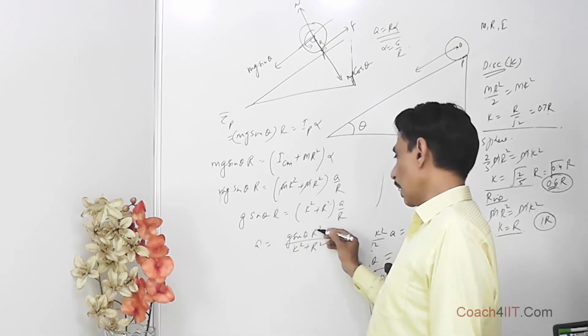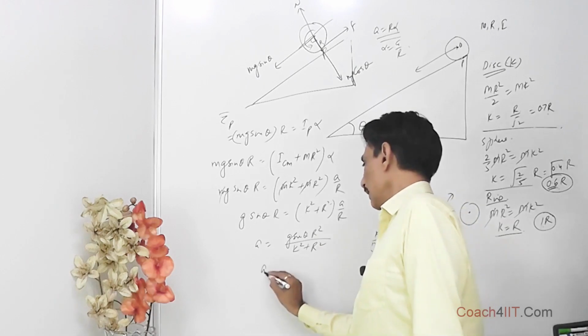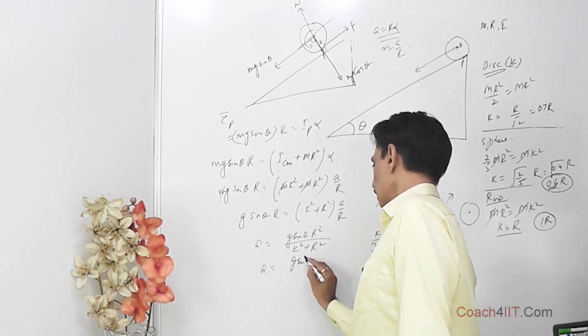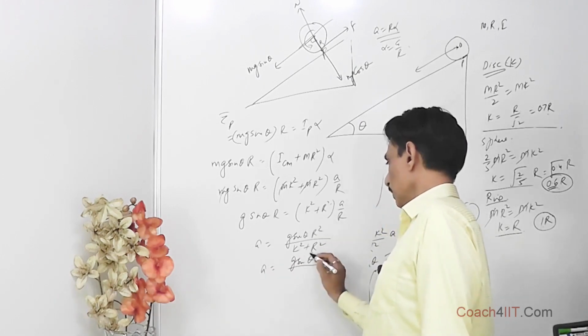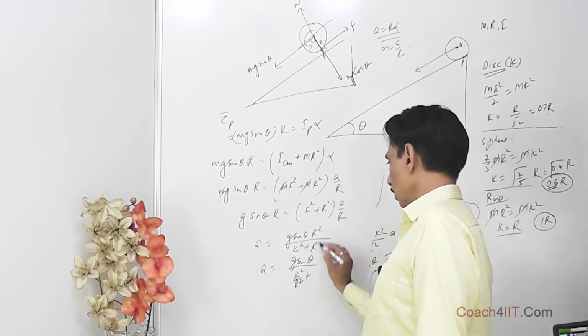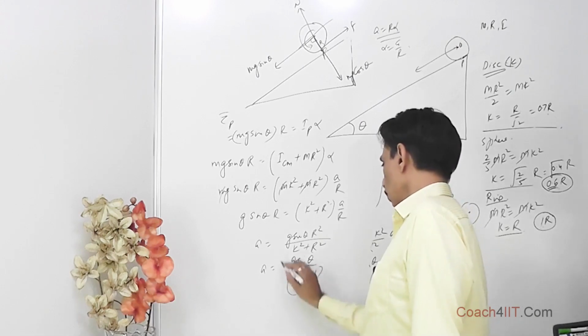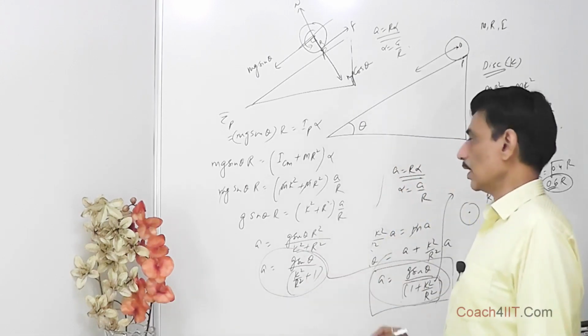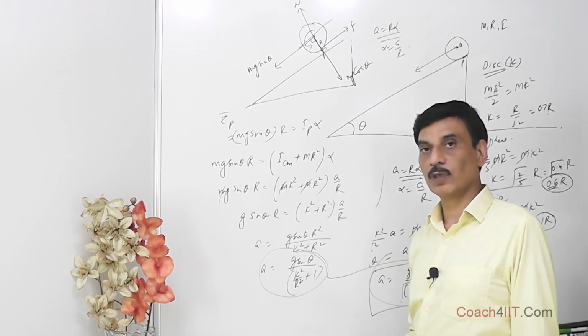We can take this R square over here, so that comes out to be g sin theta. This goes below, that is K square upon R square plus R square by R square, which is going to be equal to 1. We get the same answer. That is, A is equal to g sin theta over 1 plus K square upon R square.